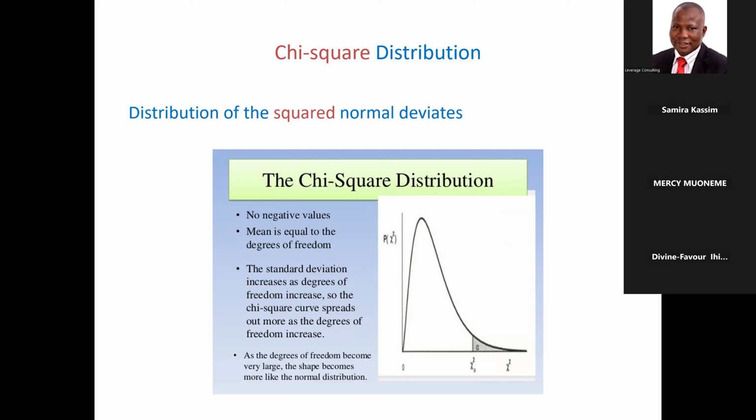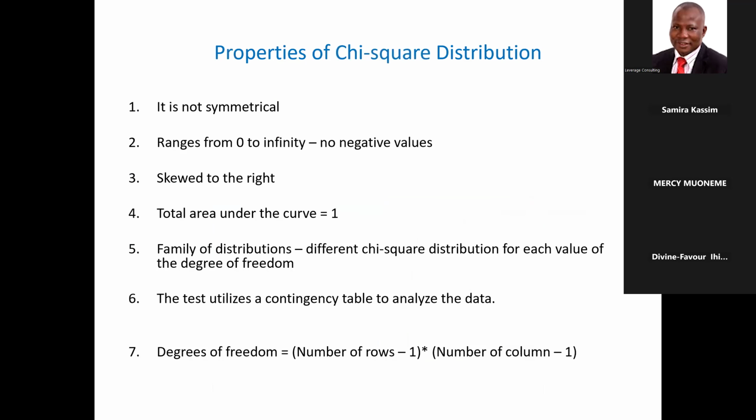So now the standard deviation increases as the degree of freedom increases. So the chi-square curve spreads more as the degree of freedom increases. So the more the degree of freedom, we'll talk much about that, the more the chi-square spreads.